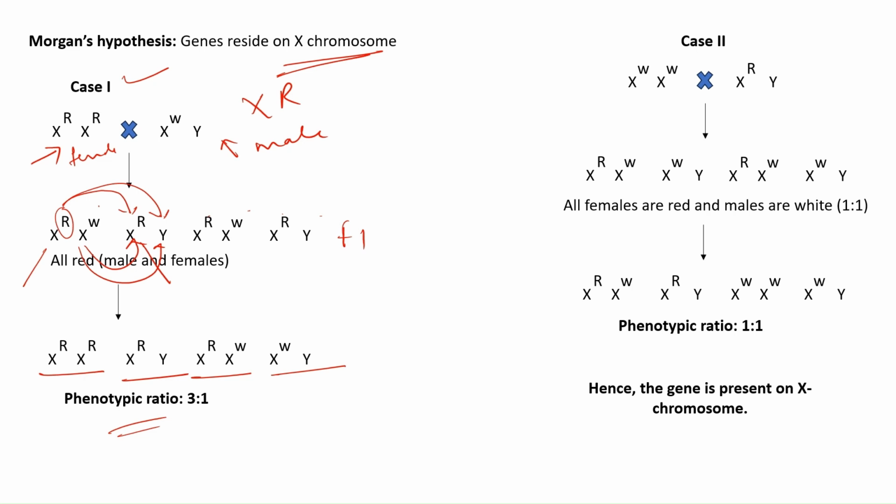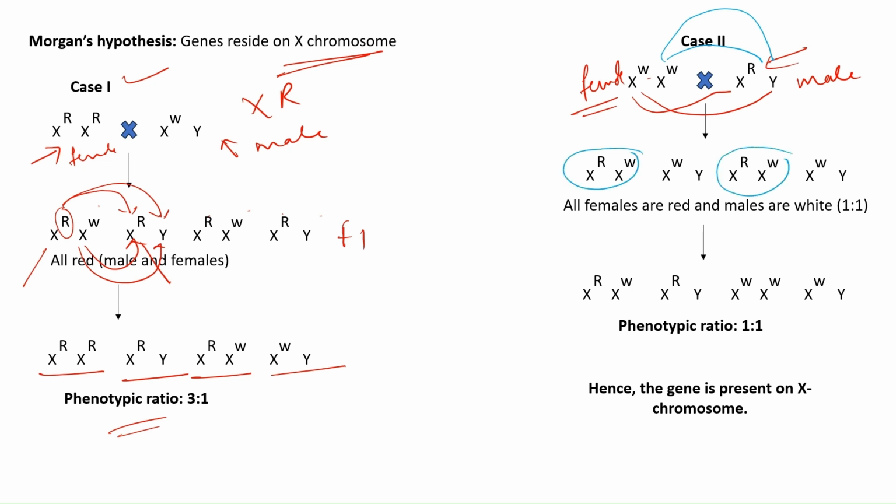Now he interchanged the character. This is a female with white eye, W for white. Now this is a male having red eye. Now when he crossed them, what did he obtain? This W with R, this W with Y, this W with R, and this W with Y. So in this case, RW is red, RW is red, and these two are white. That means females are red and males are white. This is female XX, this is female XX. So females are red, males are white, and the ratio is 1:1.